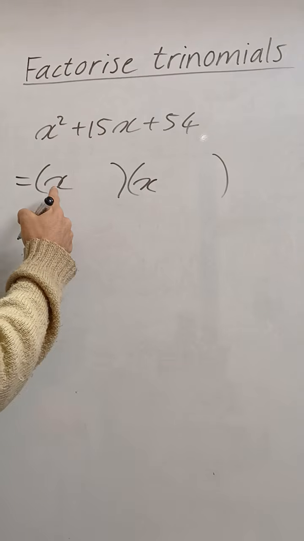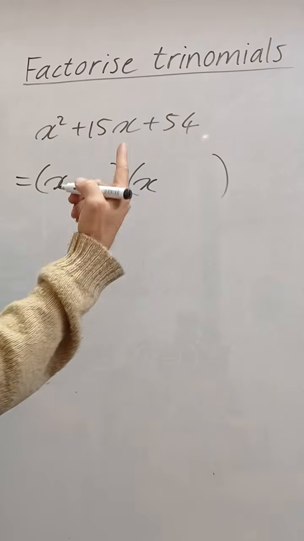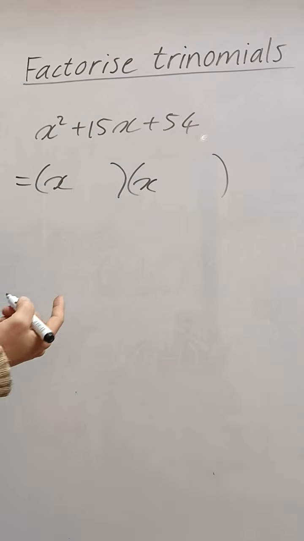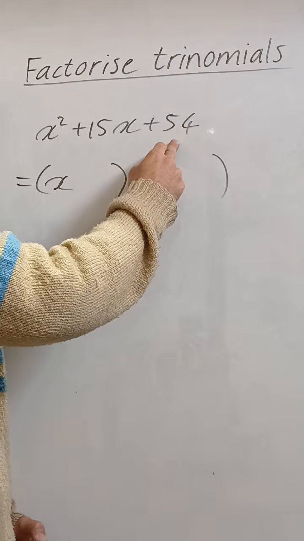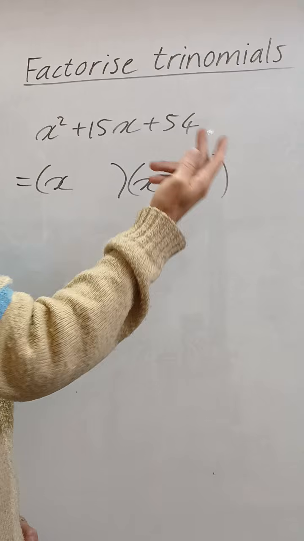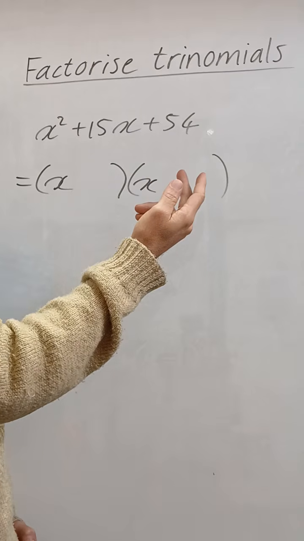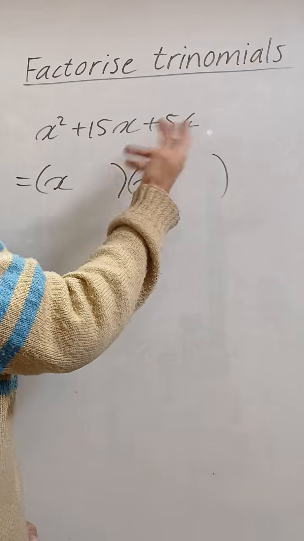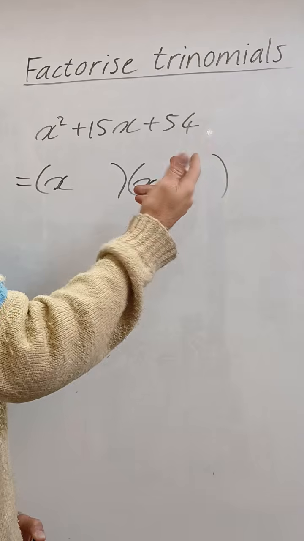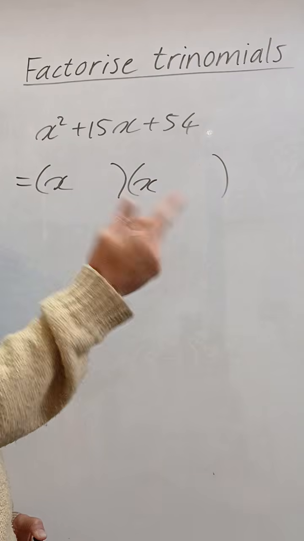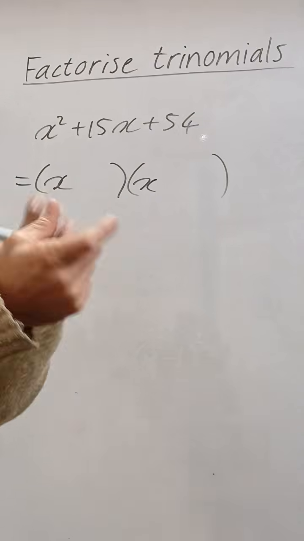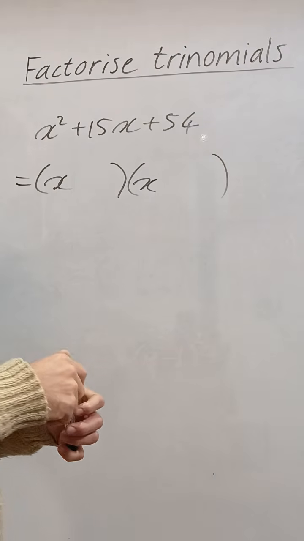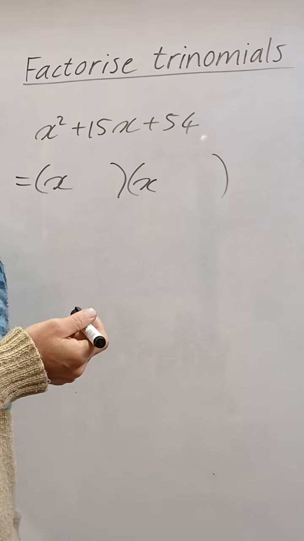Okay, the problem is now, first of all, you must know your timetables. You must ask yourself, how do I get to 54? 54 times 1 is 54. 27 times 2 is 54. 18 times 3, 54. So you must know the timetables. 9 times 6 is 54. Otherwise you might get stuck a little bit. Okay, so the one that's going to work is 9 times 6.